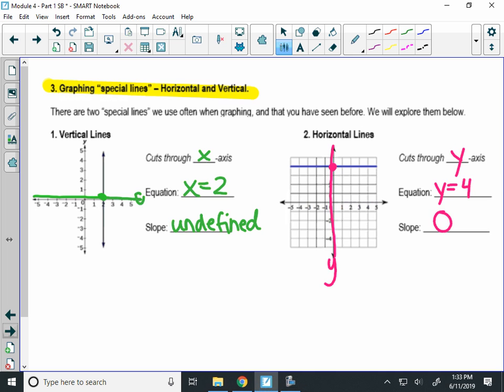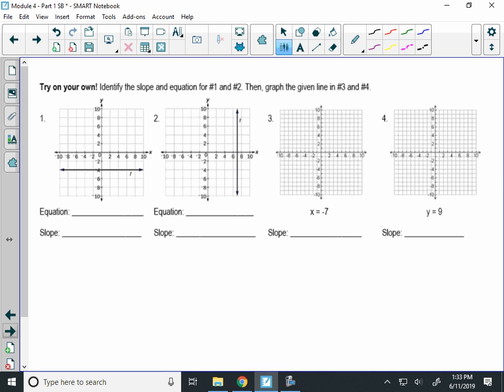Alright, let's try a couple on your own. You can always come back and watch the video. Go ahead and pause, see if you can find the equation and the slope of the following lines.